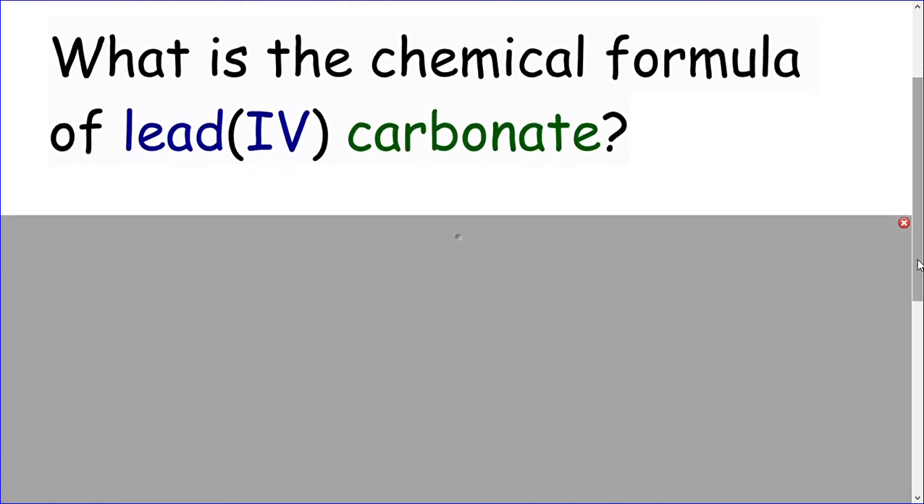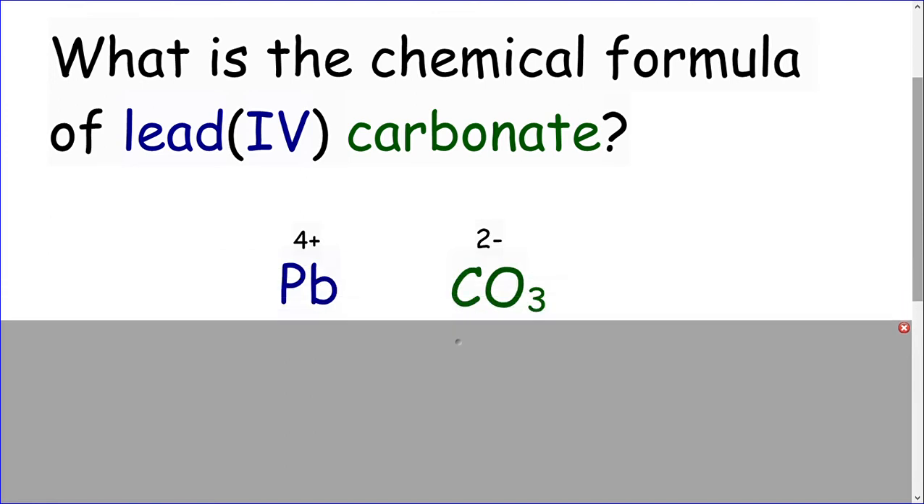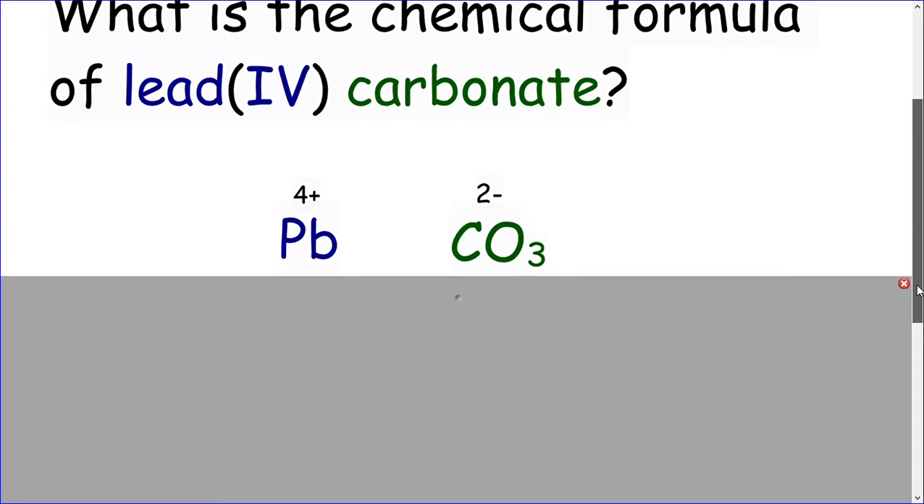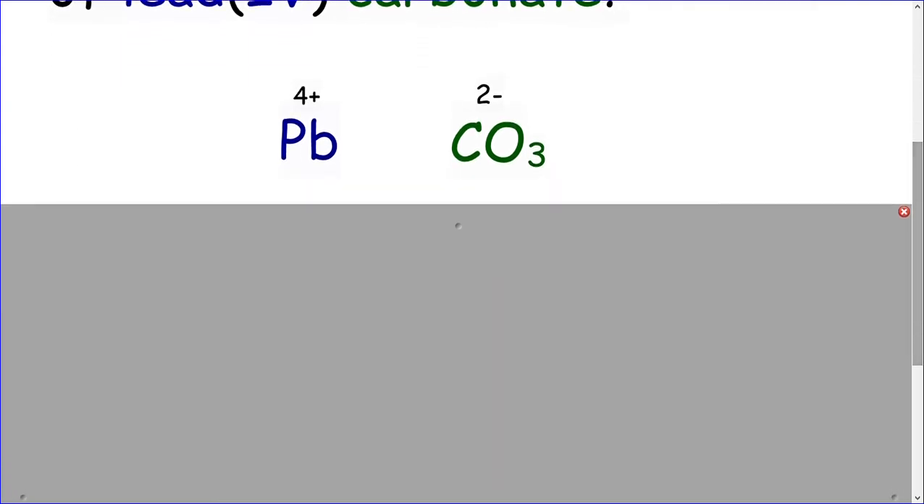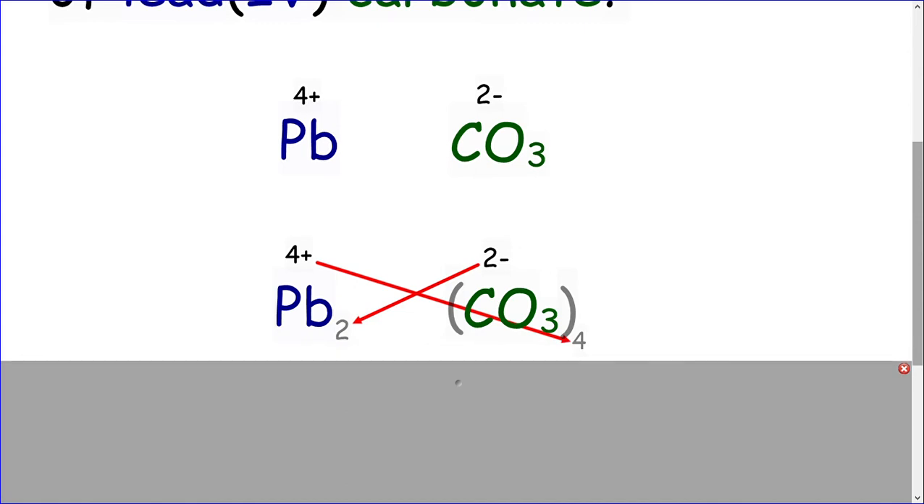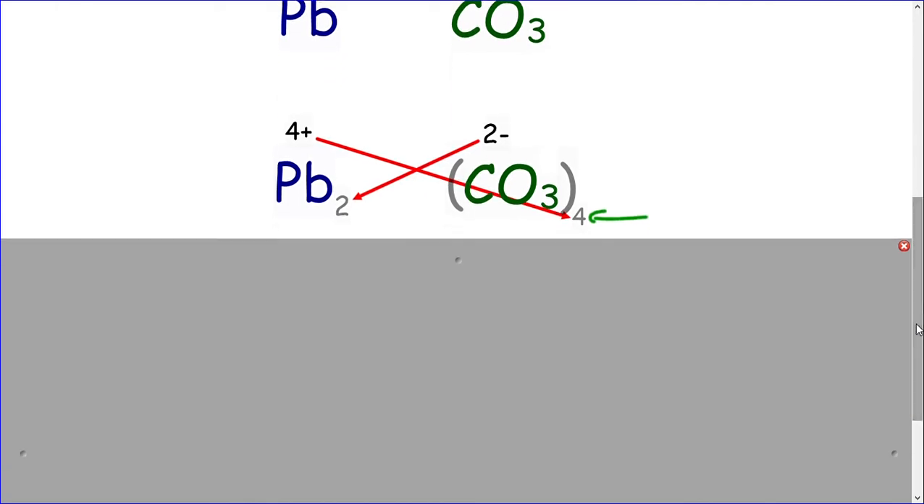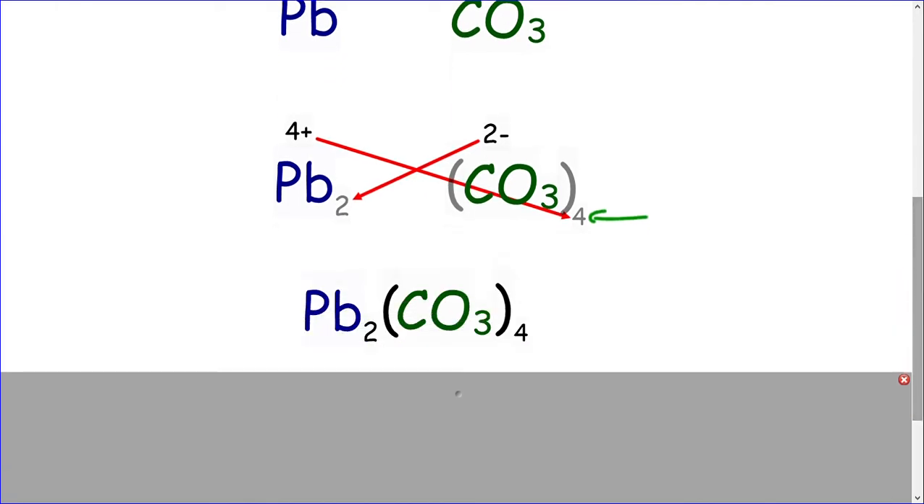So lead 4 tells us that Pb has a 4+ charge, carbonate a 2- charge. If I keep going with this and cross my charges, now what I can see here is that I have the 4 coming over. Notice now that this value is not a 1 anymore, which means that that bracket's going to stay, because I have 4 groups of carbonate. And then the 2 is going to go over with the lead, so it looks like I have Pb2CO3 and then a 4 on the outside.